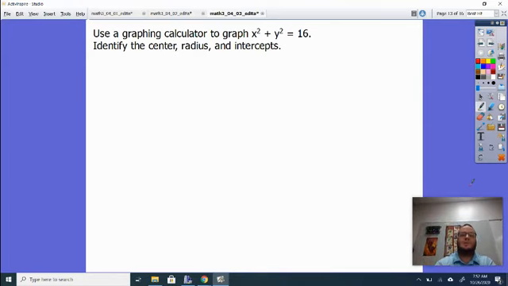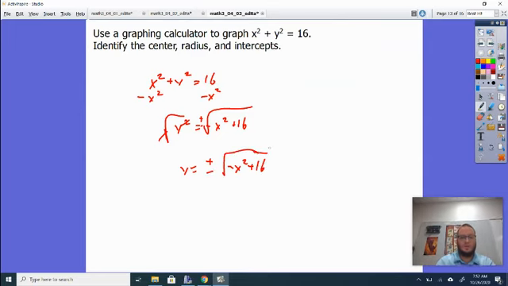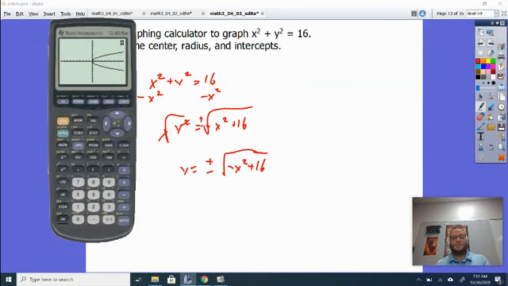So what we need to do is we need to get y by itself. So x squared plus y squared equals 16, minus x squared, minus x squared. So y squared equals negative x squared plus 16. Square root. Okay, now I forced that square root, so I need to do plus minus. So y is equal to plus minus the square root of negative x squared plus 16. Okay, throw that in my calculator.